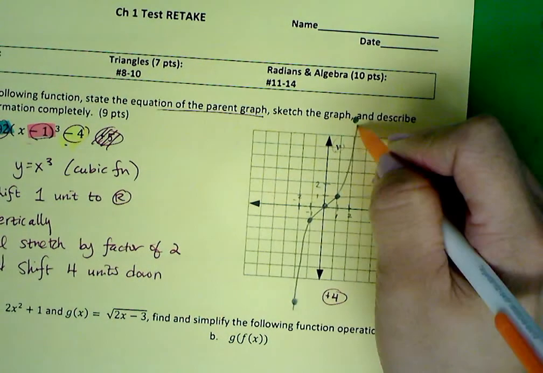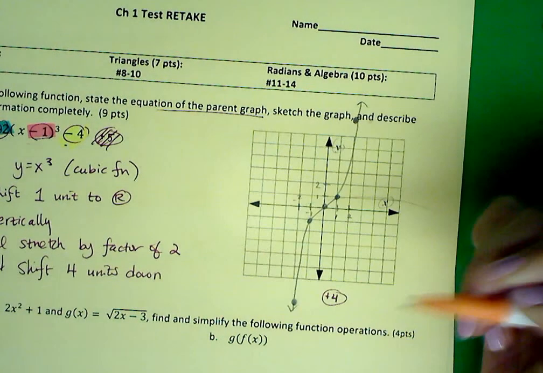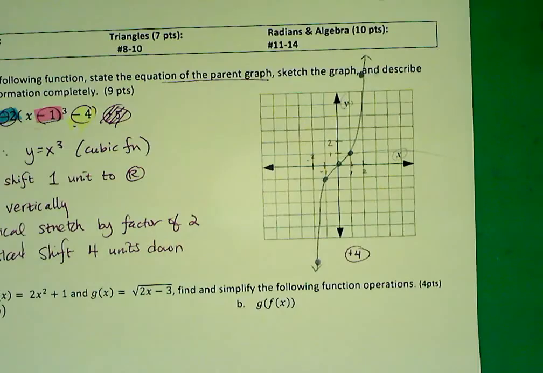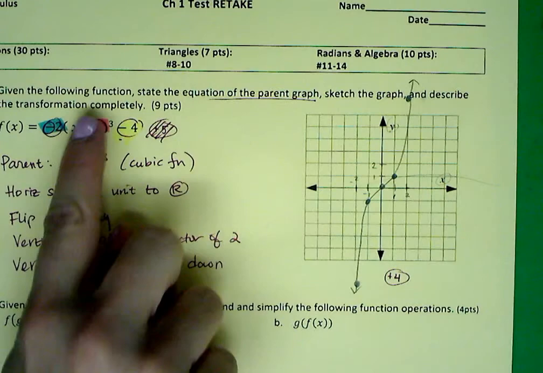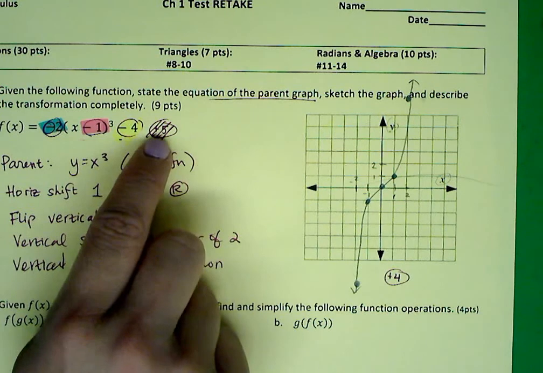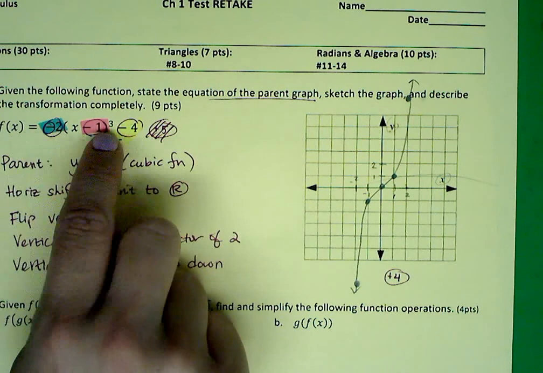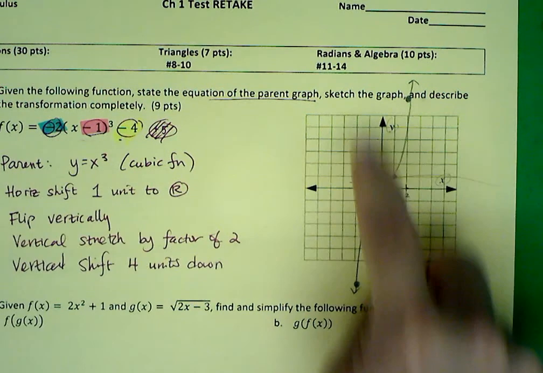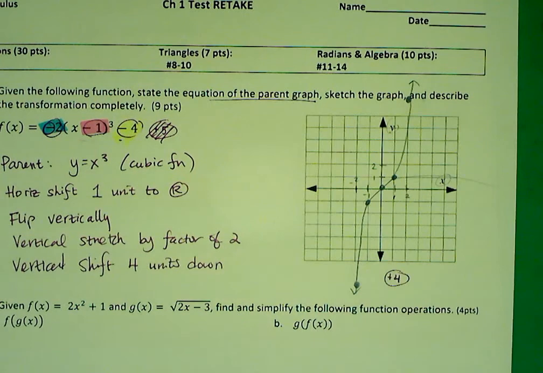That's my parent graph. But what happens to this parent graph? It shifts, stretches, and shifts again, and flips. But let's do this one first, okay? If I were to flip it, this thing all of a sudden goes this way, right? It goes from here to here, right? Can we stretch and flip at the same time? Yeah, we can do that.